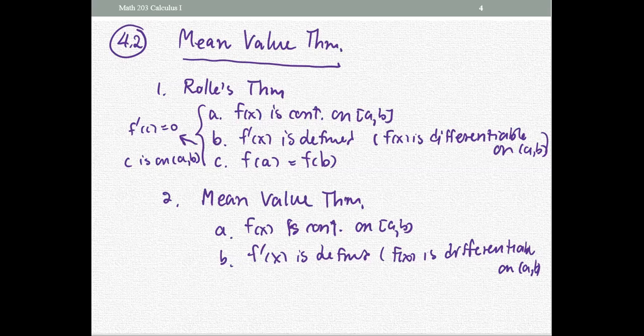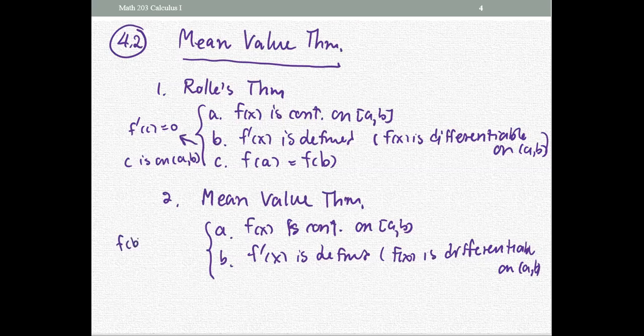For the mean value theorem, you don't have to have f(A) equals f(B). If they are the same, it goes back to Rolle's theorem. Basically, the mean value theorem covers the general case, and Rolle's theorem is just a special case of it. The conclusion of the mean value theorem is that there is at least one point C on the open interval AB, in a similar way to the conclusion of Rolle's theorem.